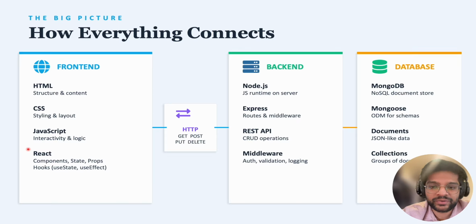On the front end, we use React, which is a JavaScript library that helps us build interactive user interfaces. It uses components, states, props. React uses something called JSX, which looks like HTML, but is actually JavaScript. The front end can't really do everything, so it needs to talk to a server as well.